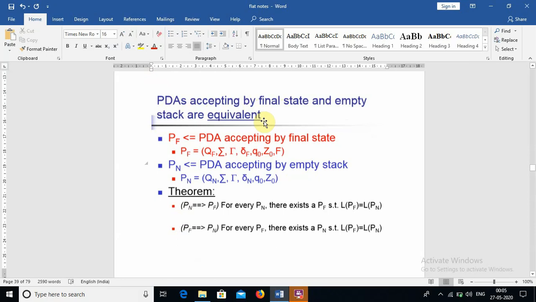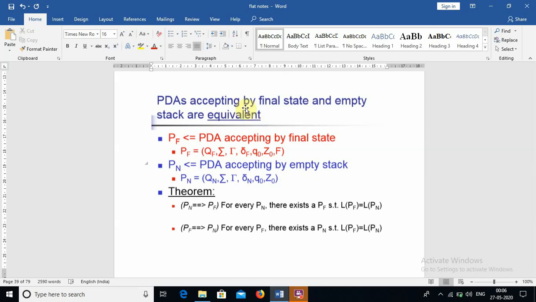So when we try to understand a language accepted by the PDA, it may be by a final state or it may be by an empty stack. Whatever the way, we can say that the language is accepted by the PDA. The PDA accepting by final state and empty stack are both equivalent. We are trying to say that, and that can be proven here.